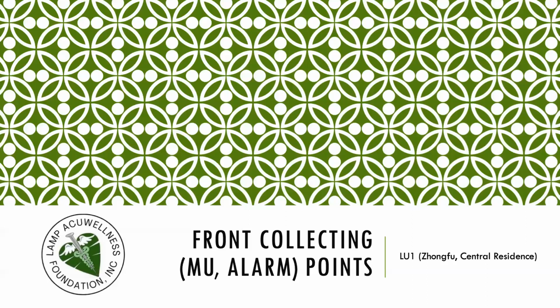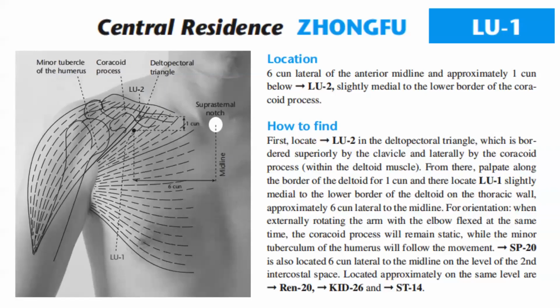We will start discussing the front collecting points specifically. So for today, we will talk about lung 1, central residence. Lung 1 is located 6 tun lateral of the anterior midline and approximately 1 tun below lung 2, slightly medial to the lower border of the coracoid process.